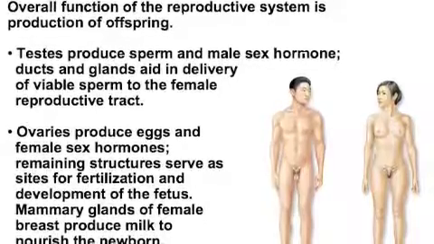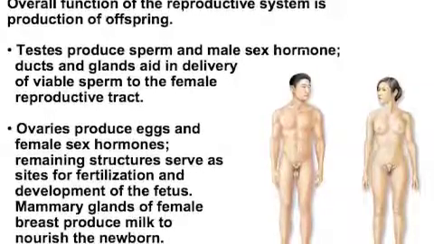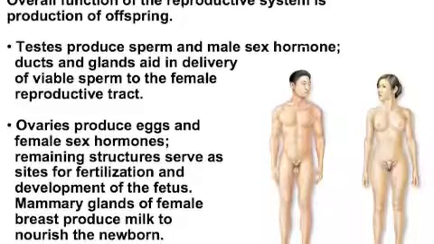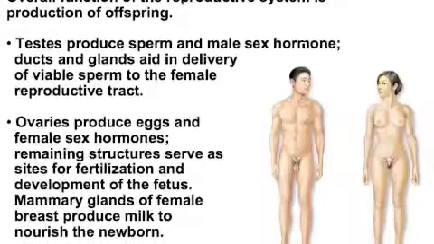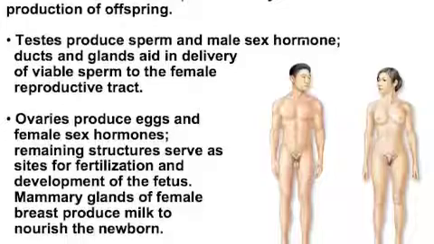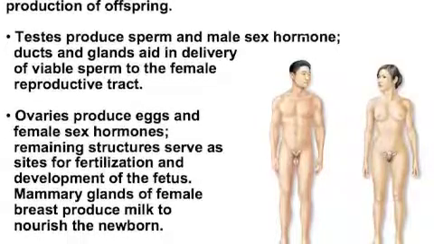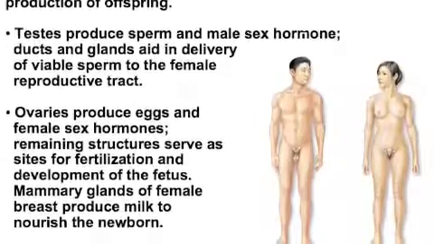In the ladies, ovaries produce eggs and the female sex hormones, and the uterus serves as a nurturing home for the developing fetus. And then the mammary glands are also important. They produce milk and nourish the newborn once it is born.